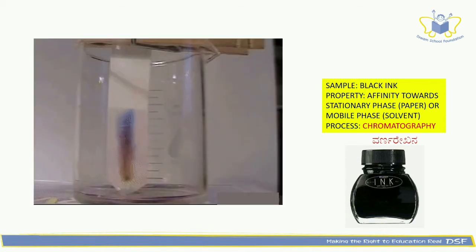Here you can see how components of a mixture with different colored pigments are getting separated. It is based on their affinity for the paper or solvent. If they have more affinity for the stationary phase or paper, they will move slower. If the affinity is greater for the mobile phase or water, they will move faster. The process is called chromatography. Chroma means color and graphy means to write. Chromatography is utilized to separate components based on their affinity towards the stationary phase or the mobile phase.